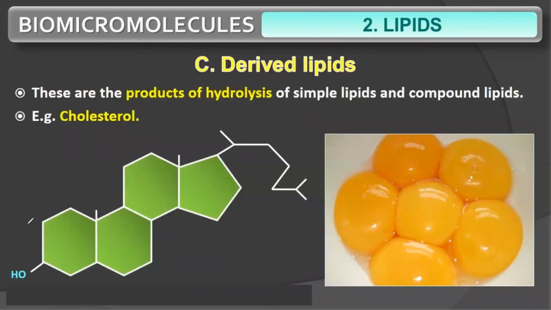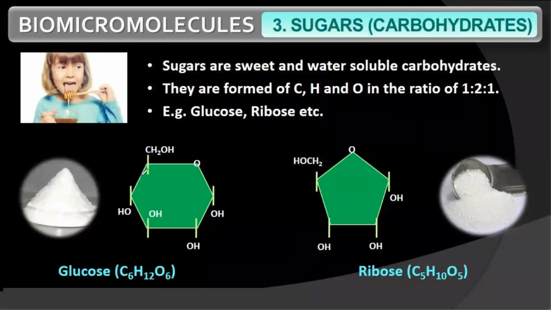The third type of lipid is derived lipids. These are the products of hydrolysis of simple lipids and compound lipids. Examples are cholesterol. The third type of biomicromolecule is sugar, that is carbohydrates.